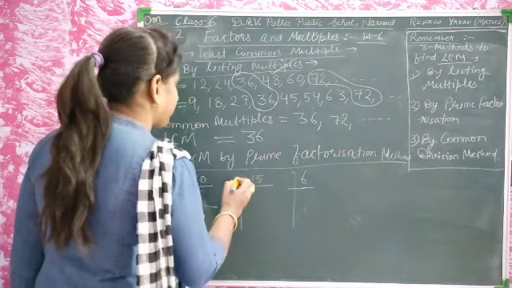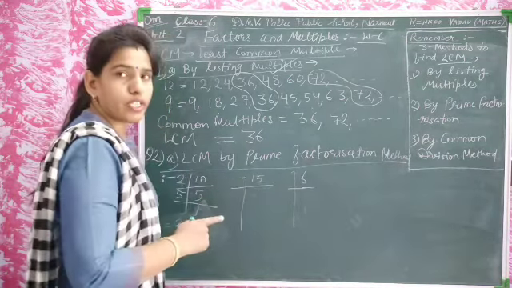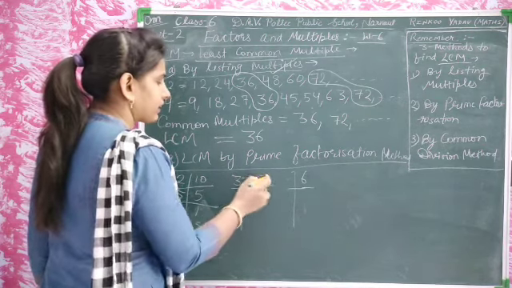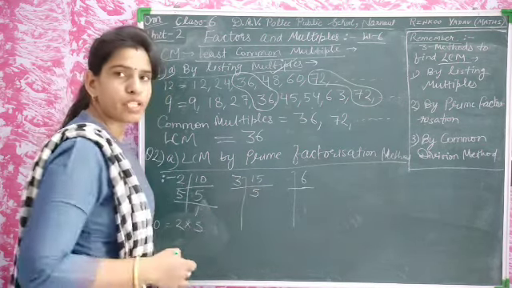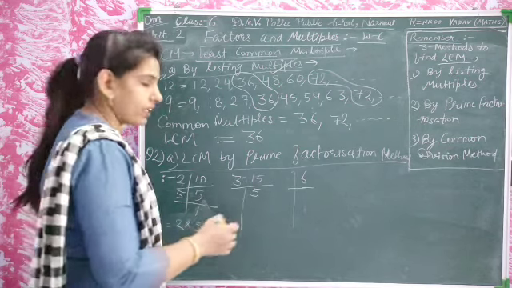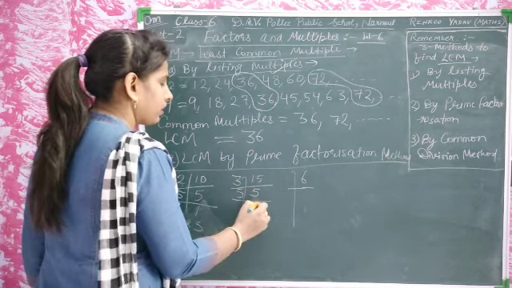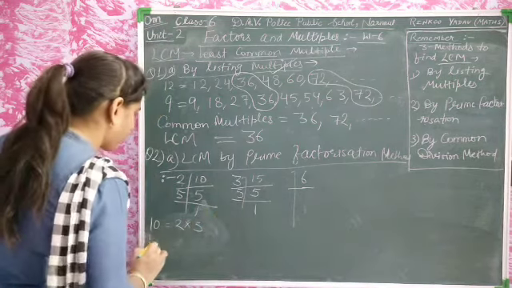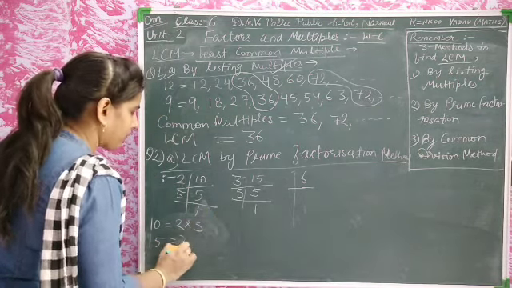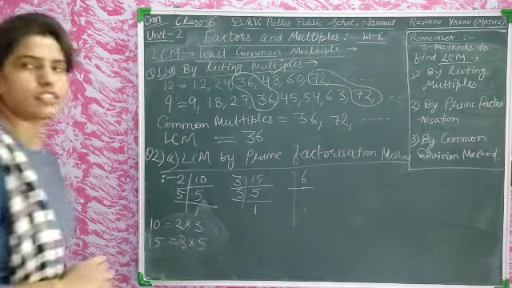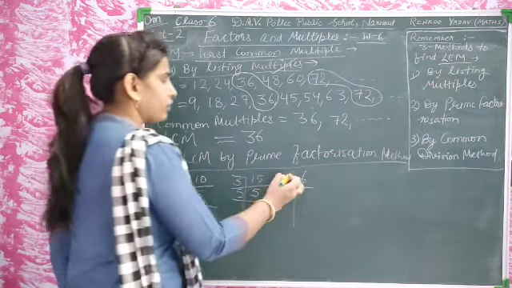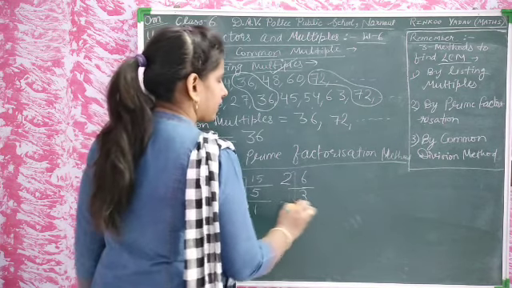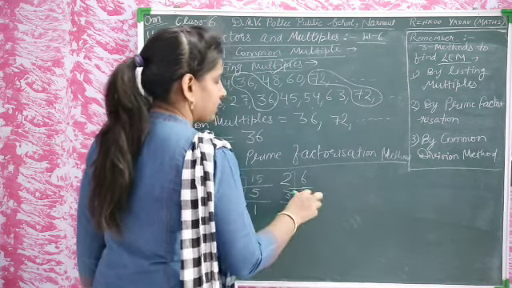Now let's see 15. Is 15 divided by 2? No. Then 3. Yes, 3 divides exactly. 3 5s are 15. Now we will divide it by 5. 5 1s are 5. This completes it. So the prime factorization of 15 is 3 into 5. Now we do 6. This is divided by 2. 2 3s are 6 and 3 1s are 3.